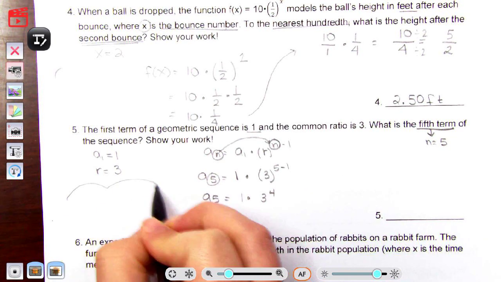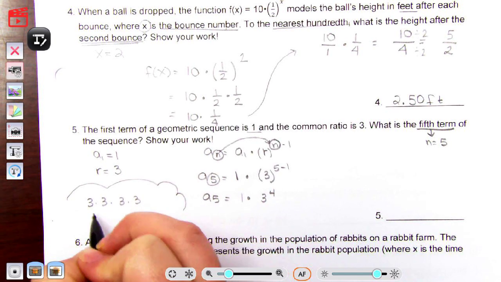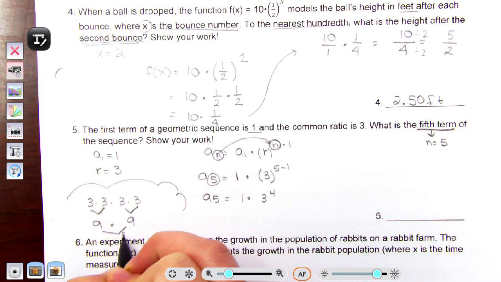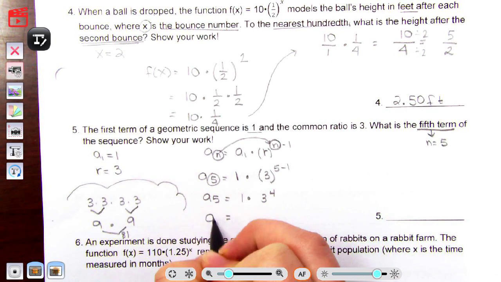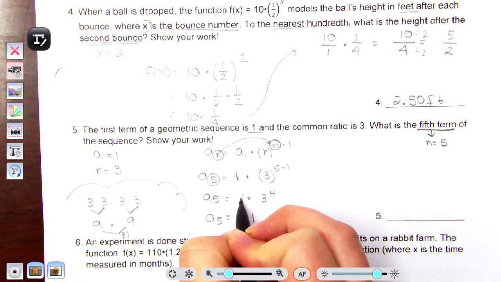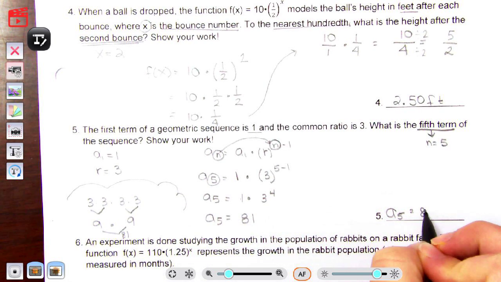And then here's my thinking bubble. 3 to the 4th is 3 times 3 times 3 times 3. 3 times 3 is 9. 3 times 3 is 9. 9 times 9 is 81. So I have a sub 5 is equal to 81. Now 81 times 1 is just 81. So a sub 5 is equal to 81.